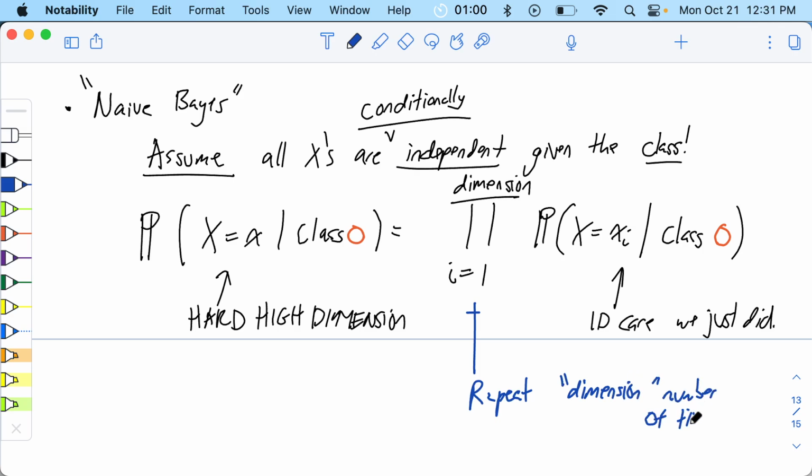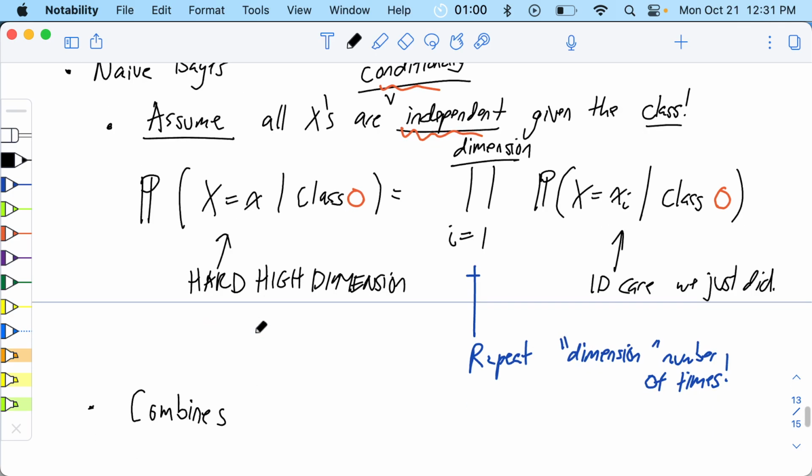Okay, and once you have this, everything else proceeds exactly as normal. So naive Bayes is a way of taking a hard, high-dimensional problem and turning it into D copies of a one-dimensional problem. And of course, it's not always true. This assumption that things are independent may or may not be true, but sometimes it works quite well. And one nice thing is it combines numerical and categorical data nicely.